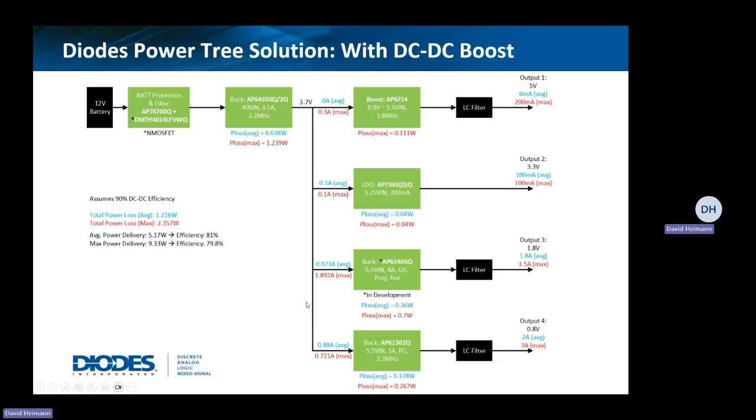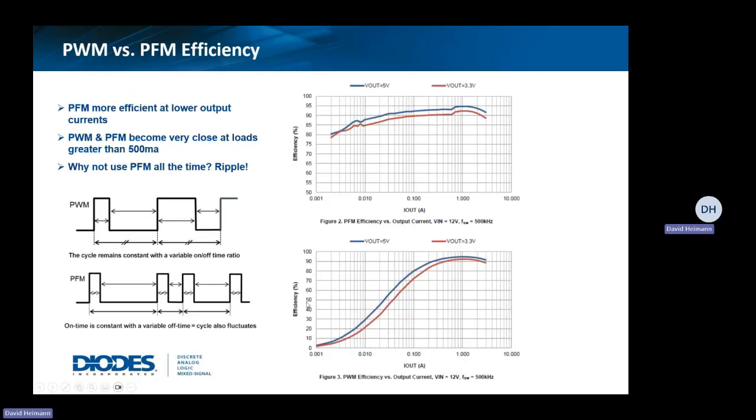All right. So that's one aspect we're going to take a look at. Another aspect I was talking about is the modulation scheme of the converter. Typically, diodes DC to DC converters, basically most of our AP6000 family, offer the option of either PWM or PFM modulation.